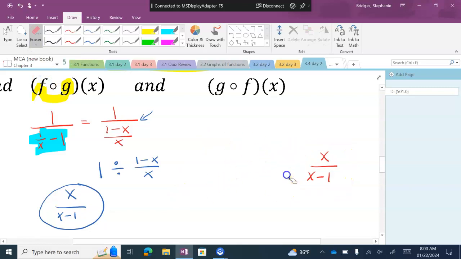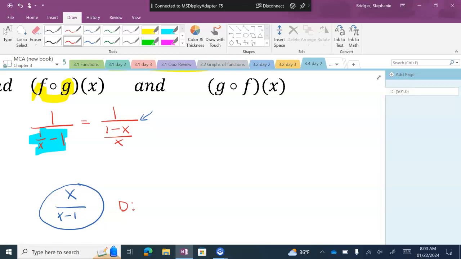All right. And then let's talk about our domain. Looking at my new composite, are there any additional restrictions to that? What did we say in the beginning we couldn't have? What's the number? 1 or 0. Does this add an additional restriction, or is it one of the same that we've already said? What can x not be in that function? 1. So that's one we already said, correct?